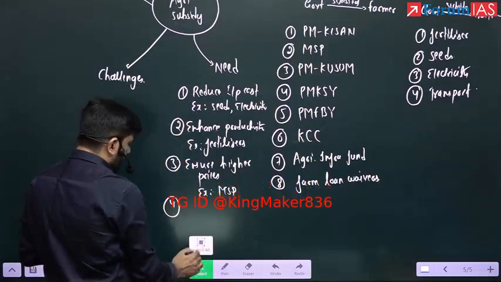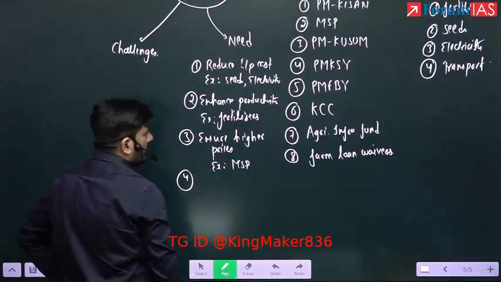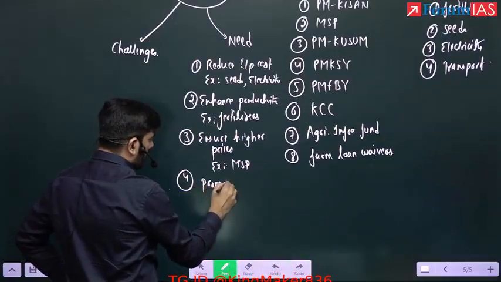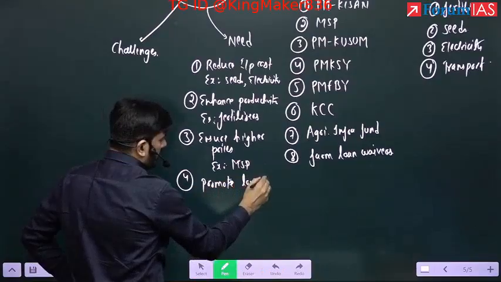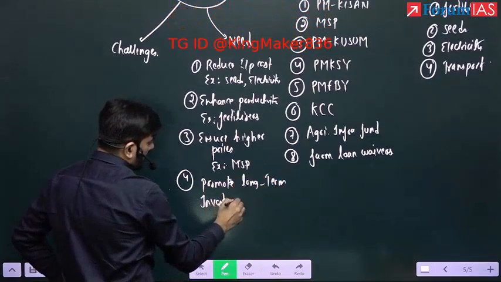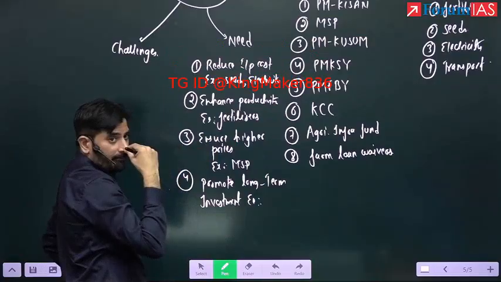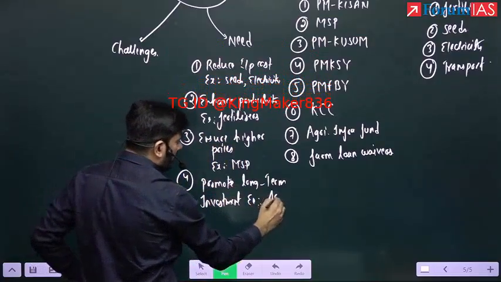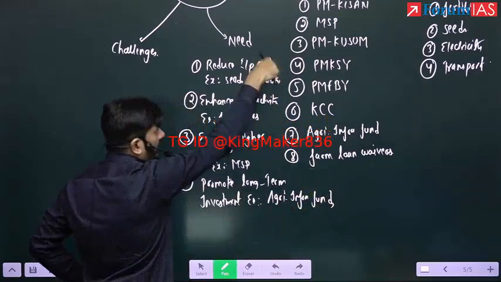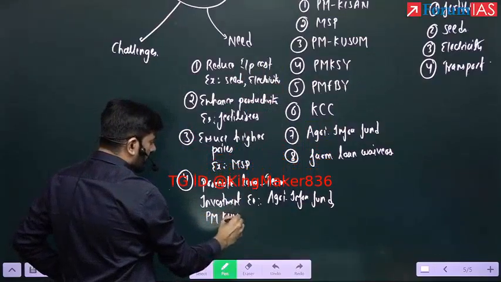Then, some points are that you can say it promotes long-term investment in agriculture. Which of these is long-term investment? Yes, good. Promote long-term investment, that is Agriculture Infrastructure Fund and PM Kusum. It's a long-term investment also, no?